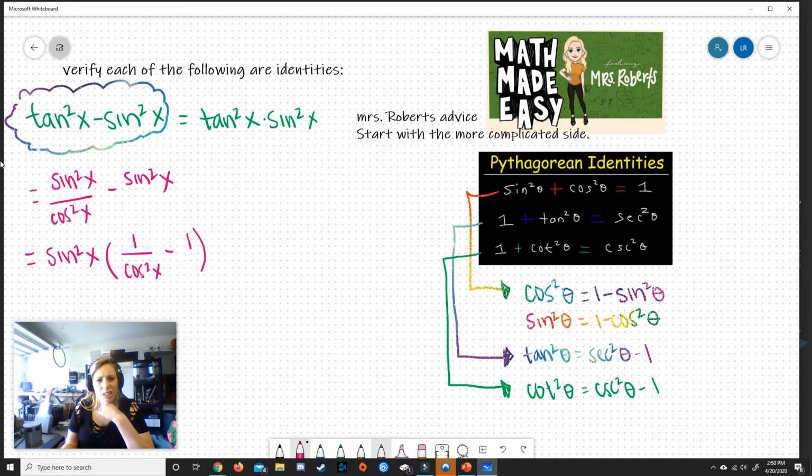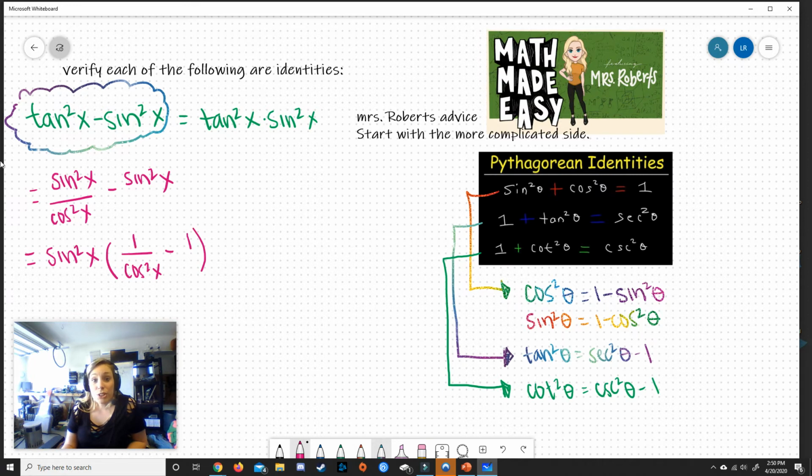Well, I kind of have one term now, because I have sine squared of x times 1 over cosine squared of x minus 1. So if I could somehow get this to be tangent squared of x, I could be done, because I have the sine squared of x here. How in the world am I going to get this in terms of tangent squared of x?